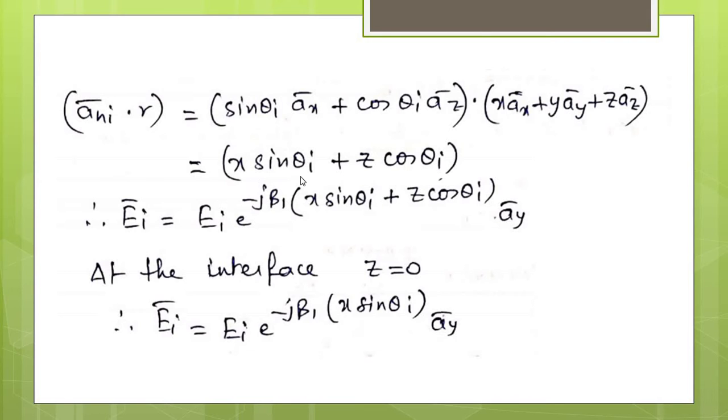One is x sin theta_i plus z cos theta_i. So in place of this exponential power, we need to put this term and write. Therefore, E_i is equal to E_i e power minus j beta_1 (x sin theta_i plus z cos theta_i) multiplied by a_y. Now at the interface, the value of z is equal to 0. So in place of z, we need to put 0 and write the leftover terms. So this is E_i equal to E_i e power minus j beta_1 x sin theta_i into a_y.